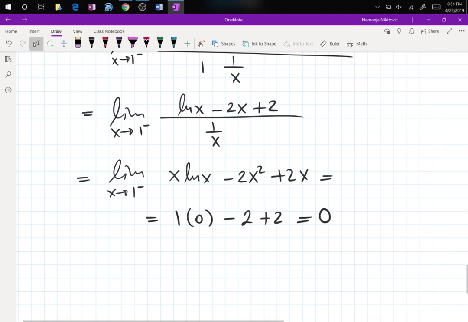Limit of x over x minus 1 minus x over ln x as x goes to 1.